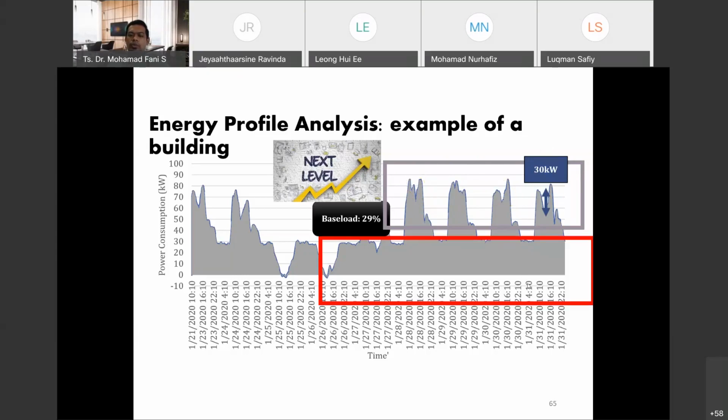And we can measure the status of the baseline, so that we can put in effort to reduce the base load. Base load is the off-peak time, starting from 10 p.m. until 8 a.m. every day. This one is the status, 29%, and it can be reduced more and more so that we can achieve our target to be less than 20% later on.